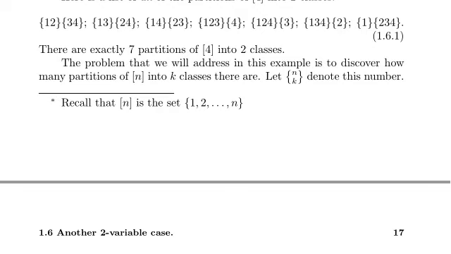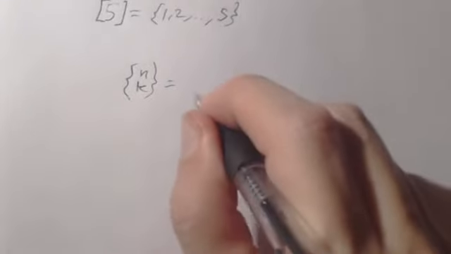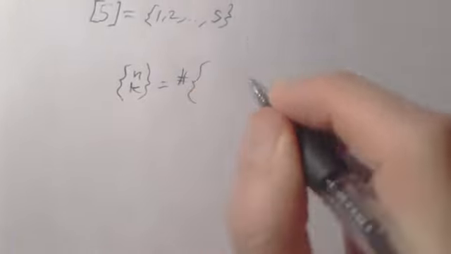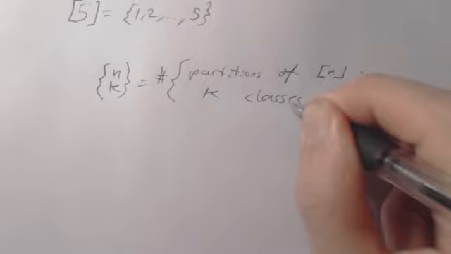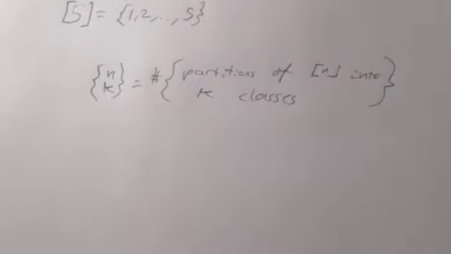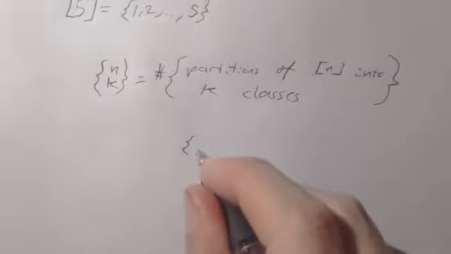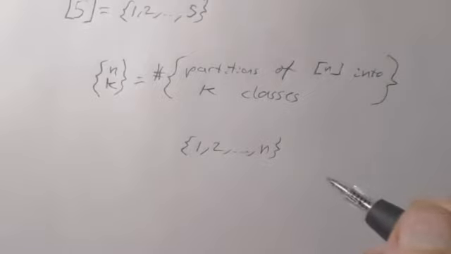So I'm going to write this down. So {n k} equals partitions of n into k classes. So from what we've read, that means number of ways to split up the set 1, 2 to n into k subsets, each of which has at least one element in, and all of them are disjoint.